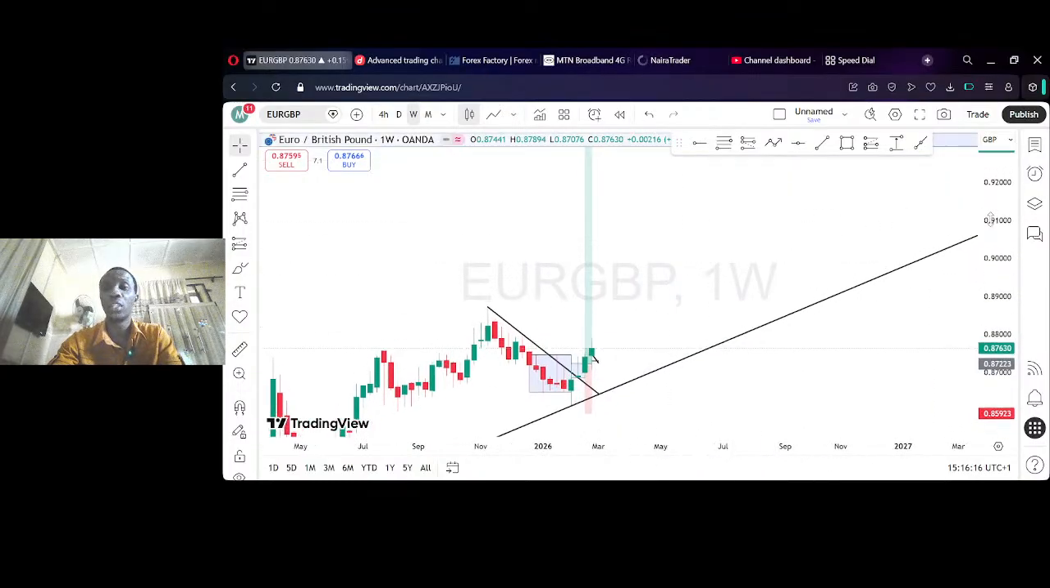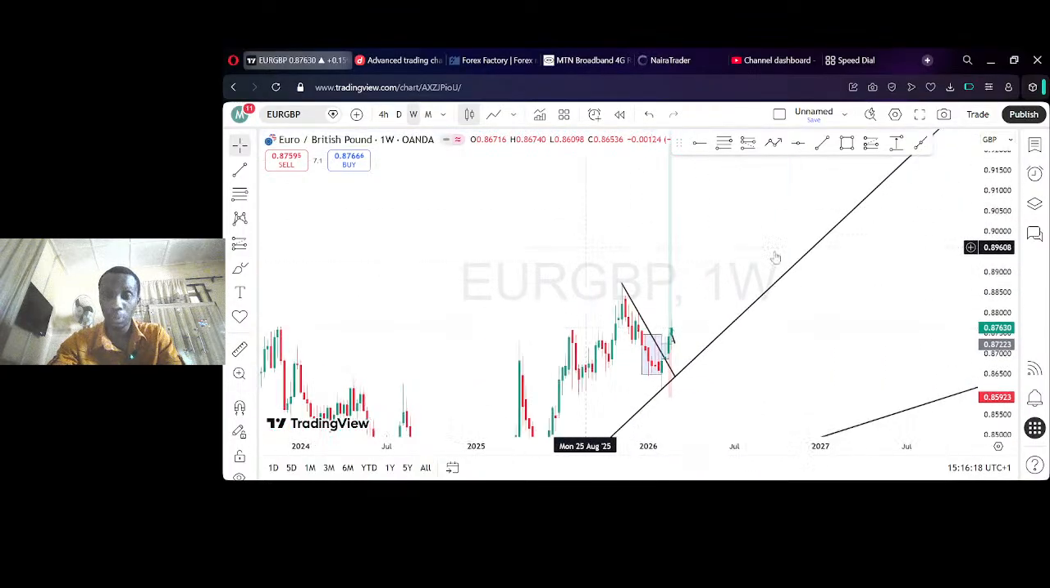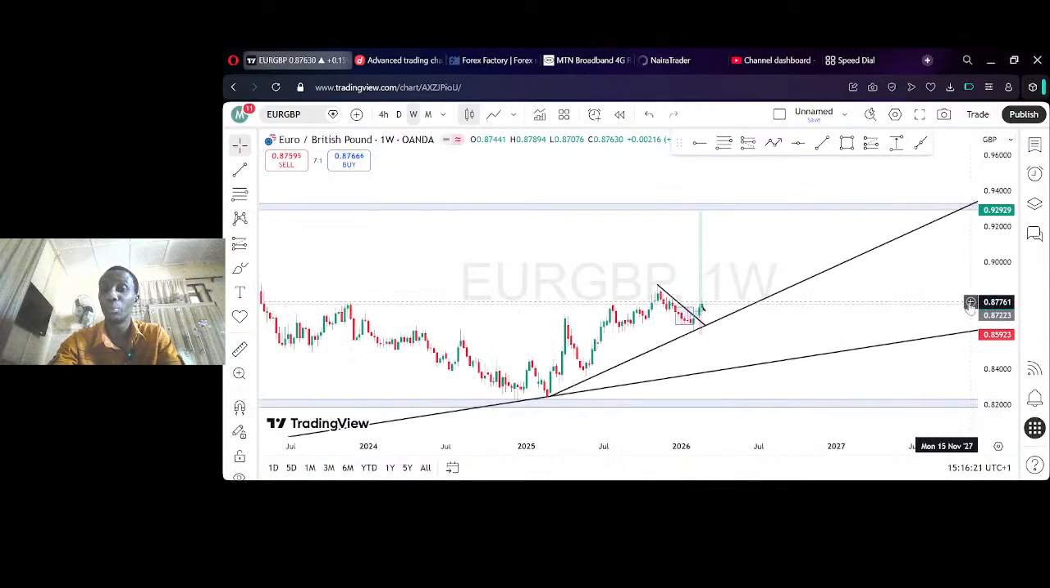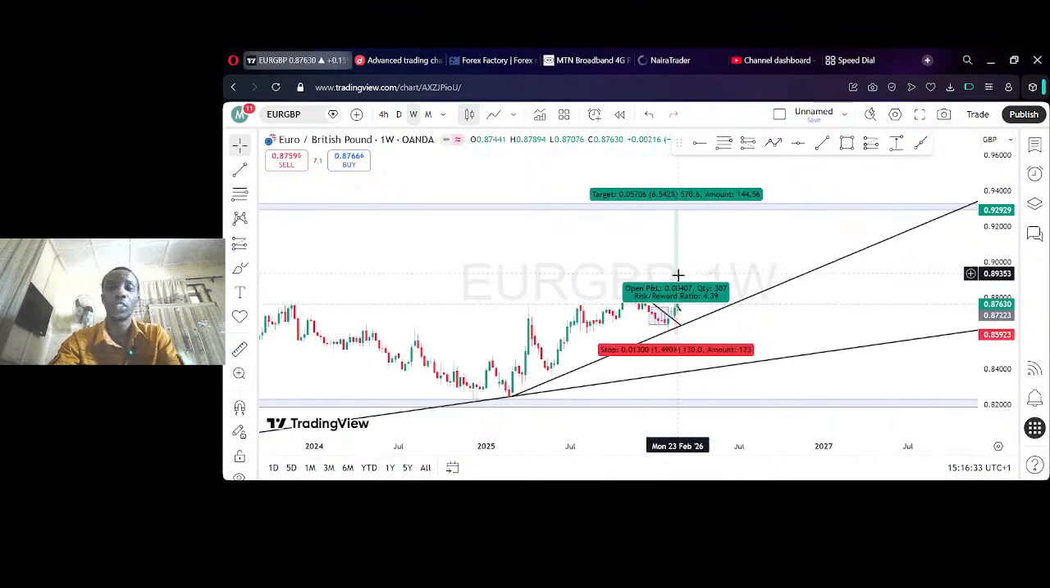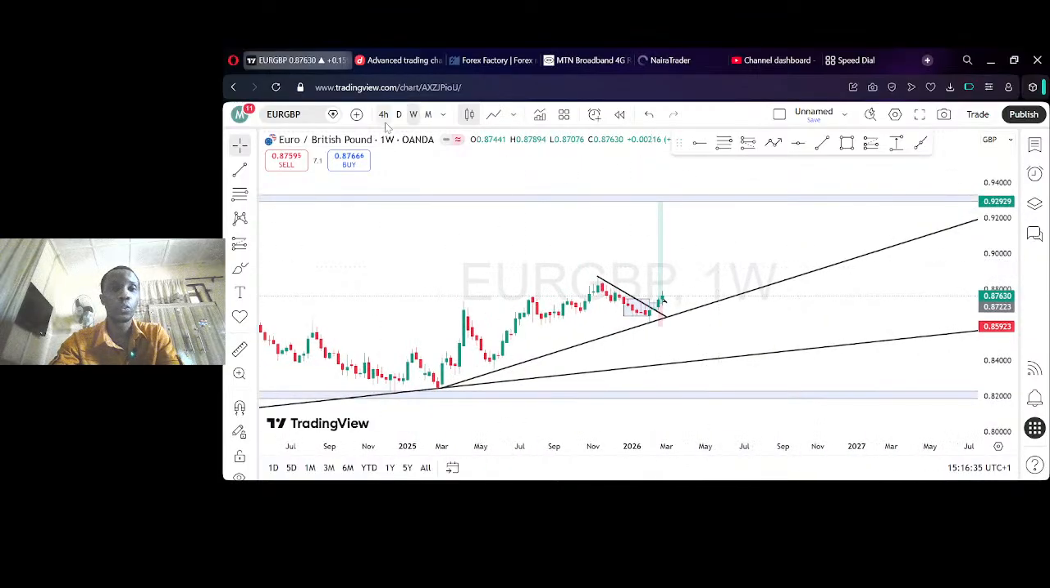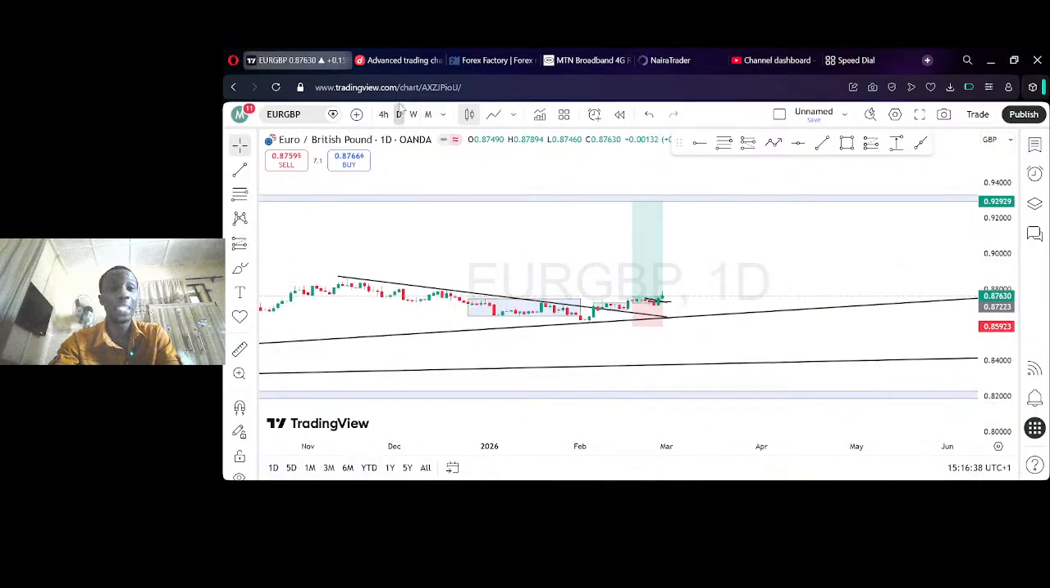So we are to look for buy opportunity setups that are in line with the higher time frame push to the upside. We don't execute on the higher time frame. We come to the higher time frame for direction and for analysis. On the daily and the weekly, and the 4 hour is where we come to execute our trade. So now let's go to the daily time frame.